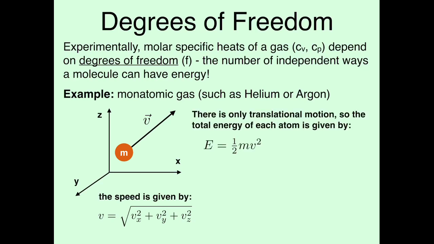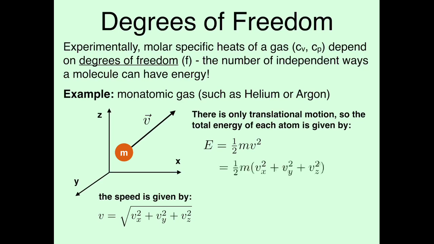And if I want to know the energy that this atom has, well, it's fairly straightforward because the only type of energy it has is kinetic energy. The only thing the atom is doing is it's translating. It only has translational motion. It's just moving from point A to point B. That's all it's doing. So therefore, the only type of energy it has is kinetic energy, 1/2 mv squared.